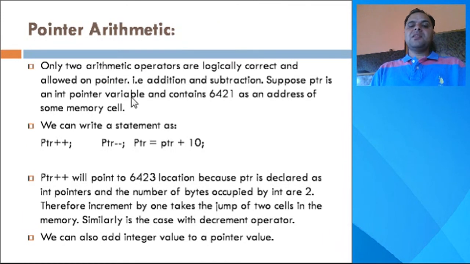Pointer arithmetic. Only two arithmetic operators are logically correct and allowed in pointers, that is addition and subtraction. Suppose PTR is an integer pointer variable and contains 6421 as the address of some memory cell. It contains an address, which is the address of some memory cell.